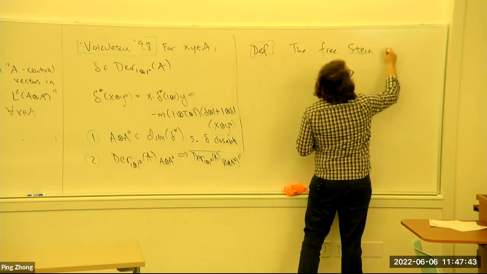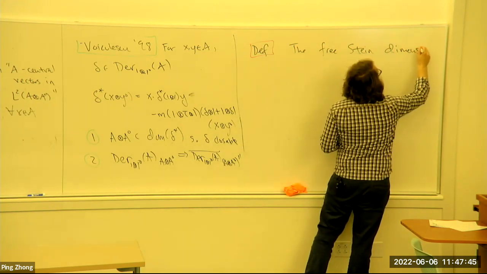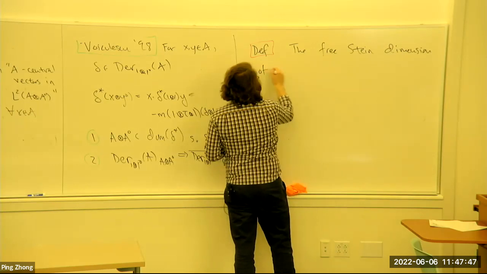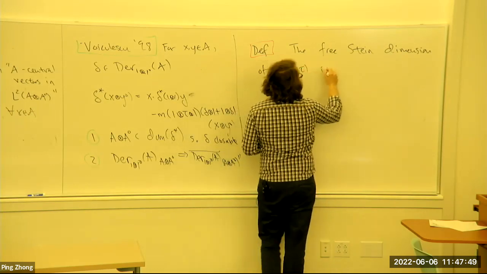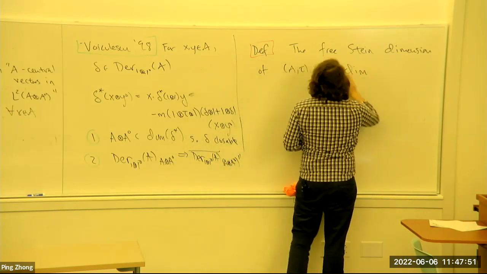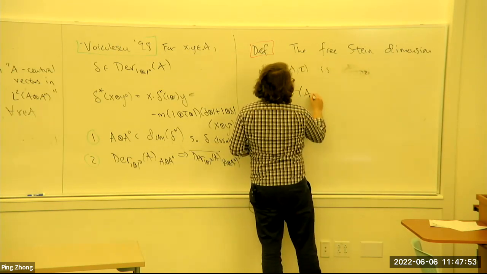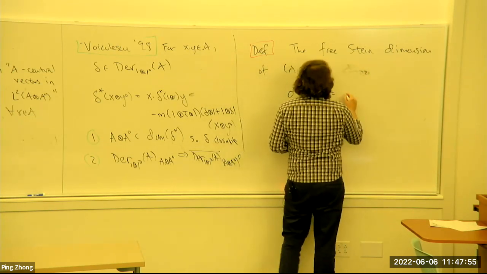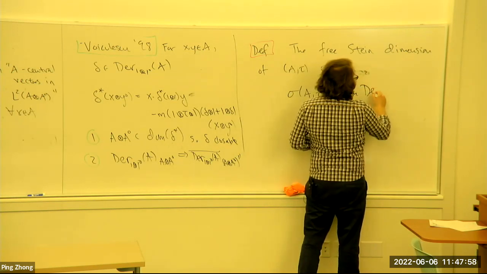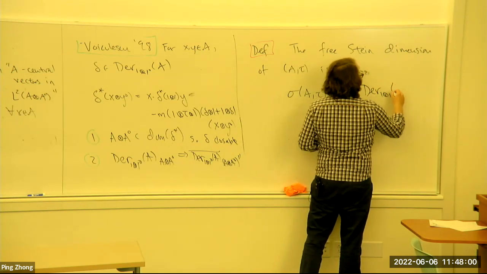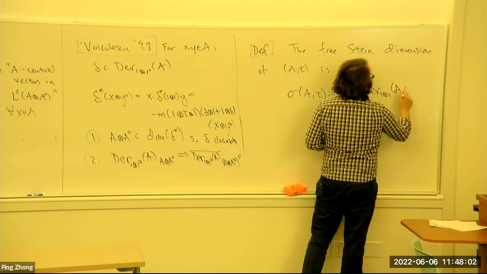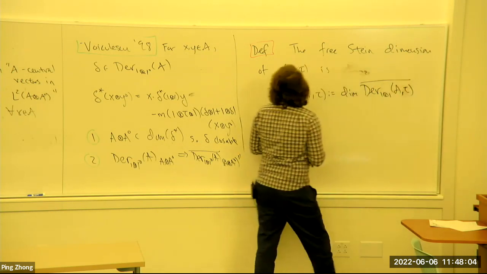Stein dimension of this pair, A tau, is, I'll write it as sigma of A tau. This is the dimension of the closure of this space of derivations.